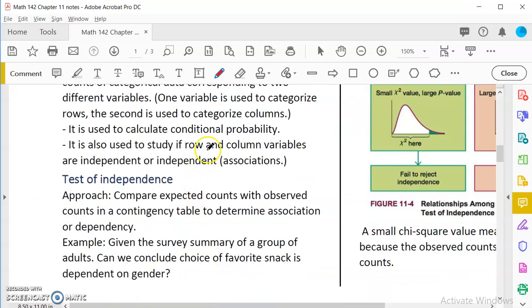We can talk briefly about this. A test of independence is about comparing expected count with observed count in the contingency table to determine association or independence. I also want to verify what independence means. Independence means no association, like gender does not affect your choice of snack. They don't affect each other. There's no association, and it's called independence. If there is association, it's called dependence.